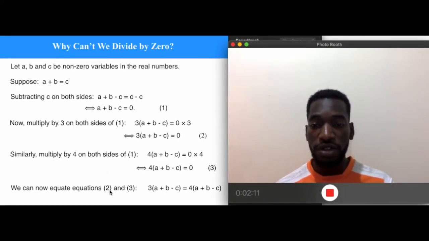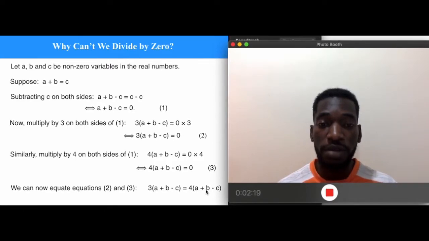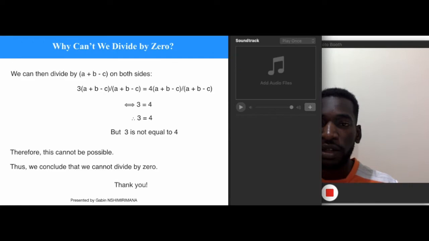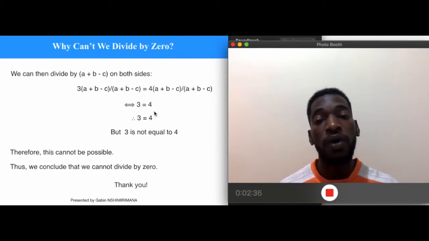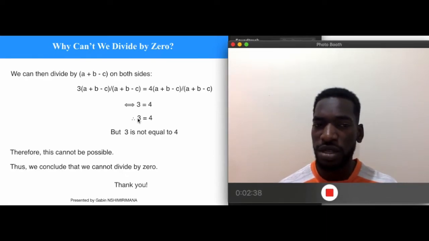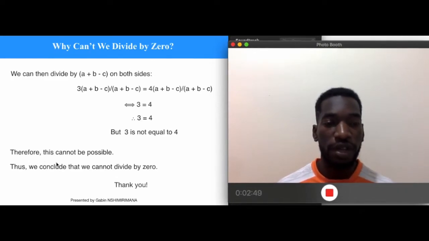Now we can equate equation 2 and 3. When you do that, what do we get? We get 3 times (a plus b minus c) equal to 4 times (a plus b minus c). And in the next part, on this slide, we can divide by the factor (a plus b minus c) on both sides of those equations, and once we do that, we get 3 equals 4. Does that make sense? How can 3 equal 4? That's impossible, right? 3 is not equal to 4, and therefore this cannot be possible. Since it cannot be possible, we conclude that we cannot divide by 0.